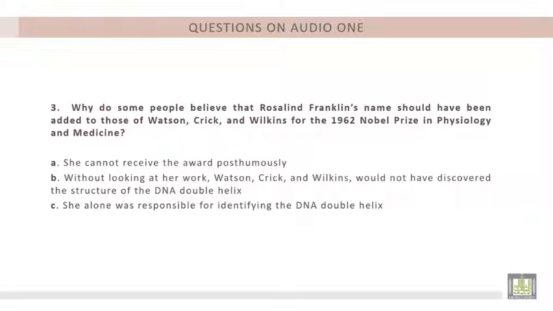Question number 3. Why do some people believe that Rosalind Franklin's name should have been added to those of Watson, Crick, and Wilkins for the 1962 Nobel Prize in Physiology and Medicine? A. She cannot receive the award posthumously. B. Without looking at her work, Watson, Crick, and Wilkins would not have discovered the structure of the DNA double helix. C. She alone was responsible for identifying the DNA double helix.